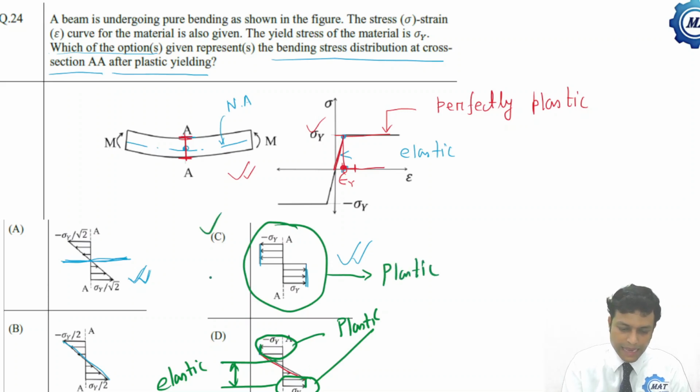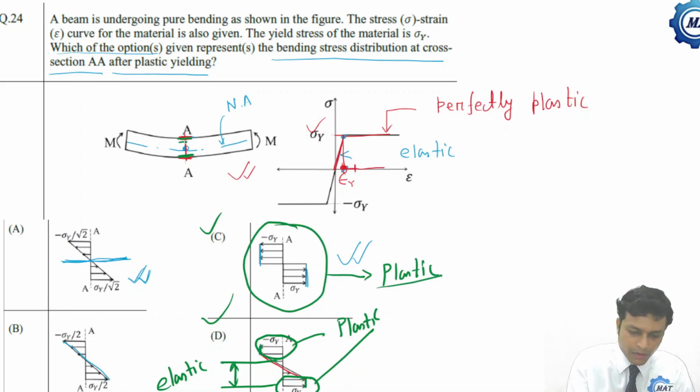So both this C and D option gives the stress distribution at cross section after plastic yielding. Here the entire section is under plastic yielding. Here only the extreme layers are plastic yielding and inside is elastic. So these two options are correct here. Now let us move to the next problem.